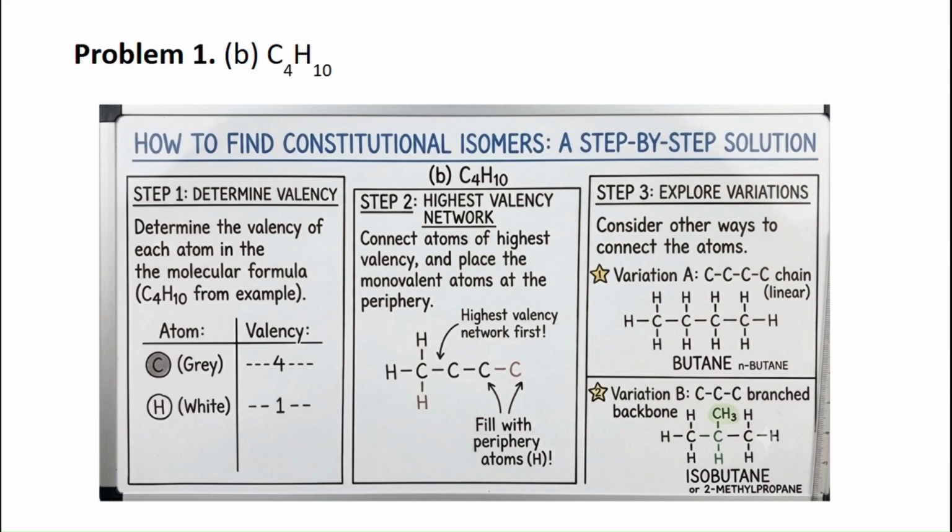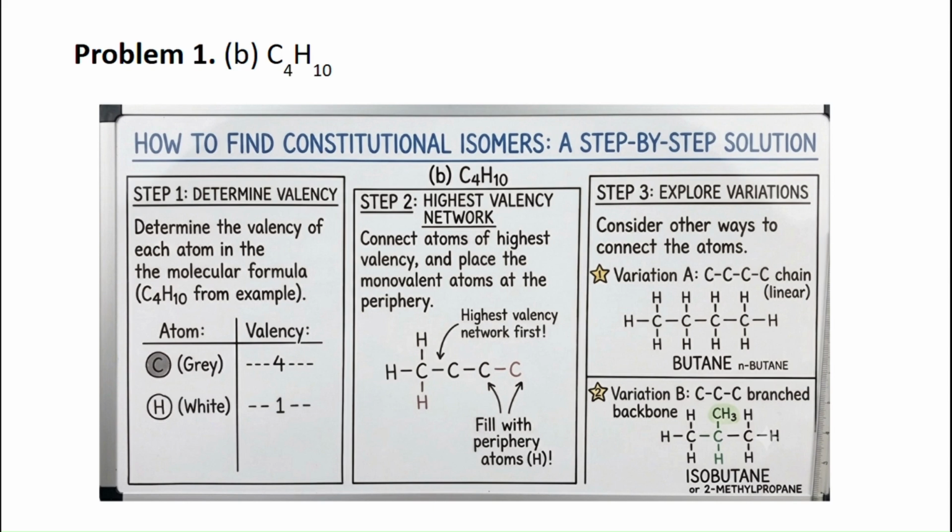Step 2. Highest valency network. Connect the atoms with the highest valency first to build the main carbon skeleton. There are two unique ways to connect four carbon atoms together. Network A, a straight chain of 4 carbons. Network B, a branched chain, a 3-carbon chain with 1 carbon attached to the middle. Step 3. Explore variations and fill with peripheral atoms.